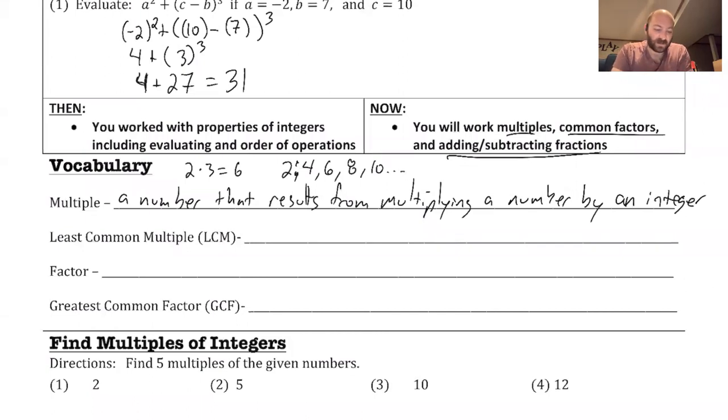Okay, but bottom line, the multiples of 2 are going to be 2 times 2 is 4, 2 times 3 is 6, 2 times 4 is 8, 2 times 5 is 10, and so on. So those are examples of multiples.